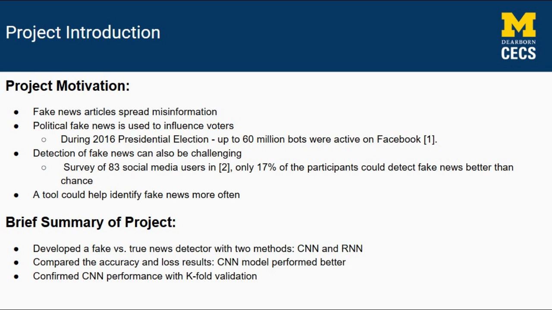In this project, we developed a fake versus true news detector with two methods, CNN and RNN. Then we compared the accuracy and loss results. We found that the CNN model performed better. Then we confirmed the CNN performance with k-fold validation.